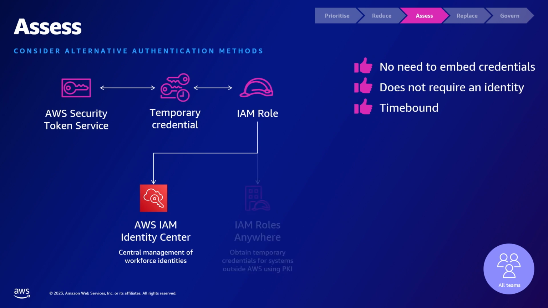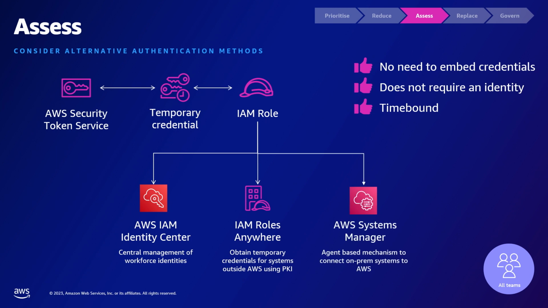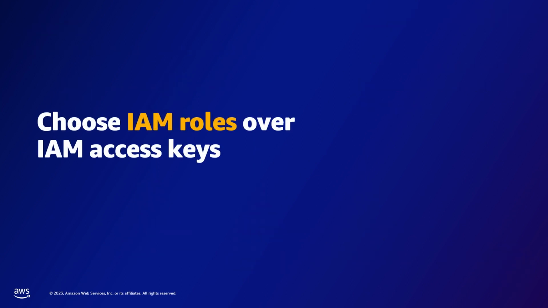Next, we have IAM Roles Anywhere, a feature launched recently used to retrieve temporary credentials using public key infrastructure for services, containers, and applications that run outside AWS. And finally, Systems Manager, a service which uses an agent-based mechanism to get temporary credentials that can be used to perform all AWS-like functions, just like an EC2 instance. So, the bottom line is to choose IAM roles over IAM access keys whenever and wherever possible.